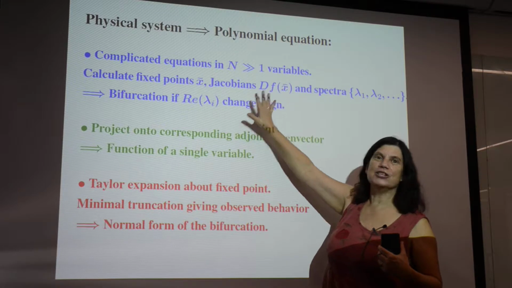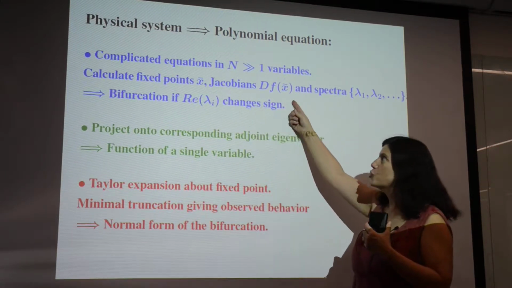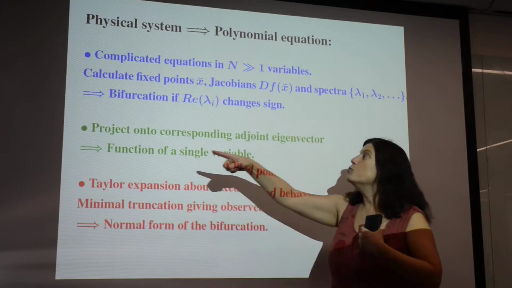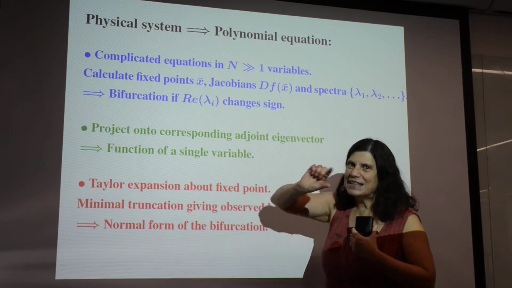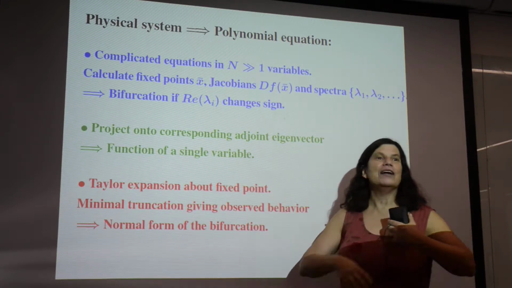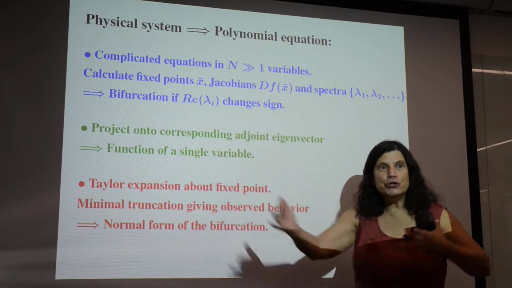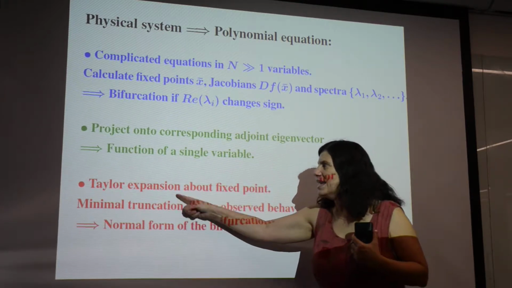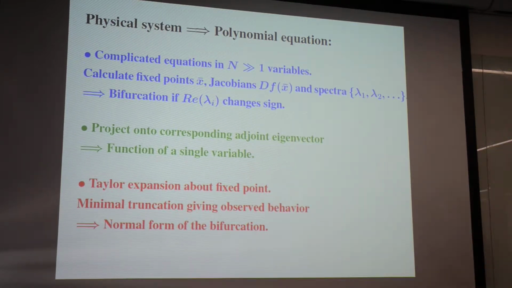You have complicated equations, but they're tractable. You can look for the fixed points, you can look for the Jacobians, you can look for the eigenvalues, and then you would project onto one dimension by taking the scalar product with the corresponding adjoint vector. Again, you would still have some complicated equation, but you could then reduce the polynomial order by taking a Taylor expansion, the minimal Taylor expansion that yields the behavior.